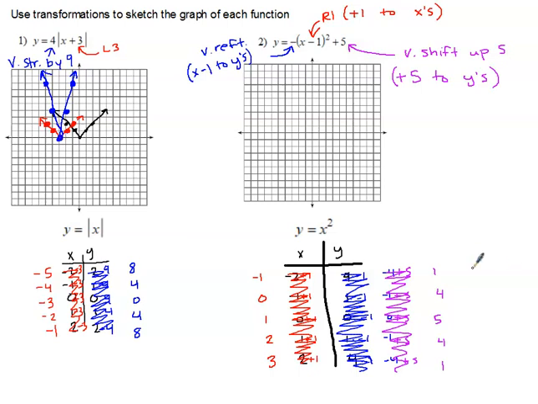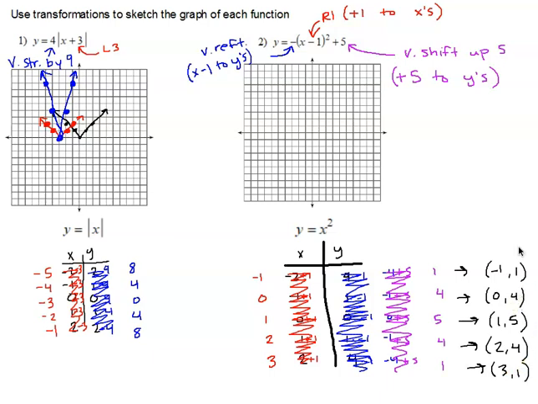And then from these values, I create my ordered pairs. X is negative 1, y is 1. The x value is 0, y is 4. X is 1, y is 5. X is 2, y is 4. X is 3, y is 1.